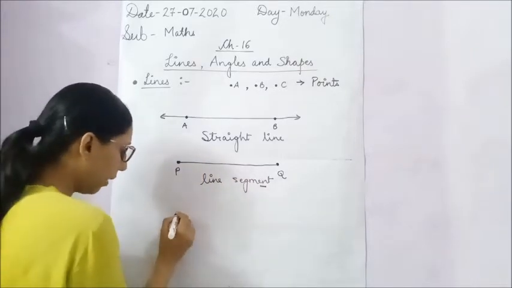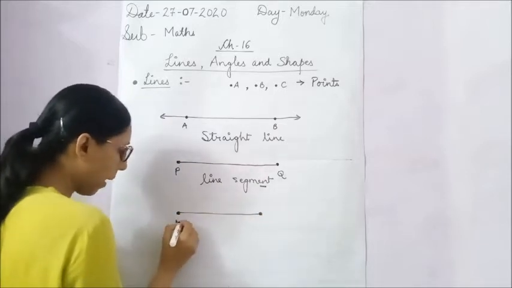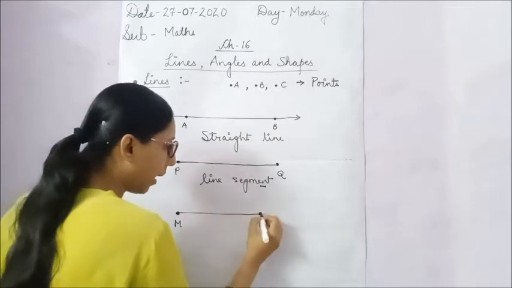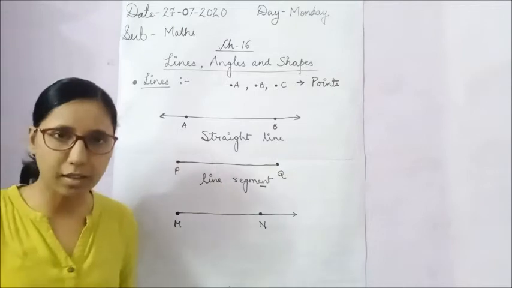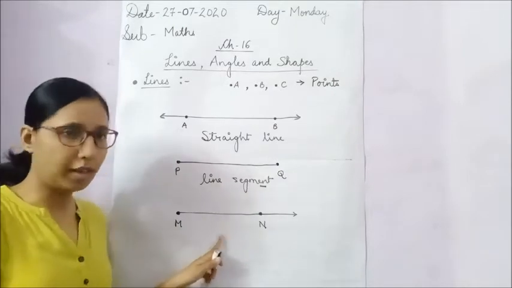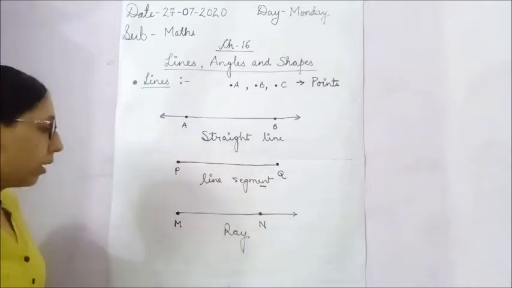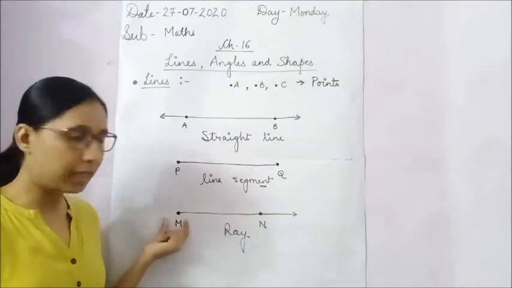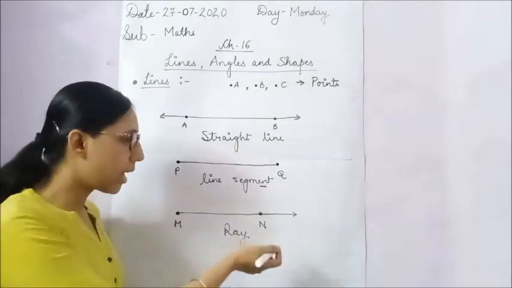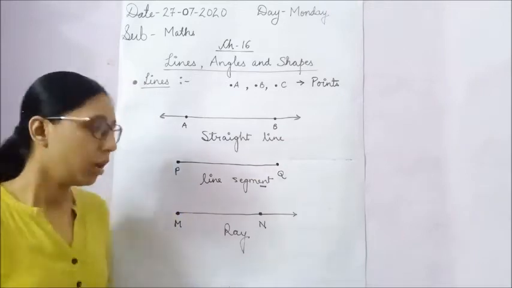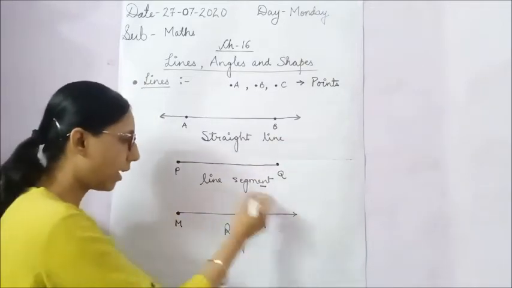And what if I make 2 points, that is M and N, and एक साइड से मैं क्या कर रही हूँ, इसको एक्सटेंड कर रही हूँ. Now this is called a ray. रे में क्या होगा? रे में आपका एक फिक्स्ड पॉइंट होगा, एक एंड पॉइंट होगा एंड द अदर पॉइंट कैन बी एक्सटेंडेड. दूसरे साइड को आप क्या कर सकते हो, एक्सटेंड कर सकते हो. Either you can take this side or this side. So this is called a ray.